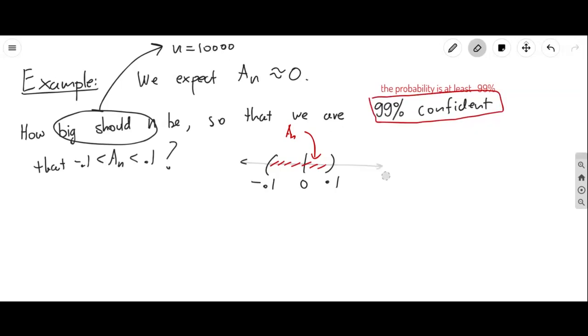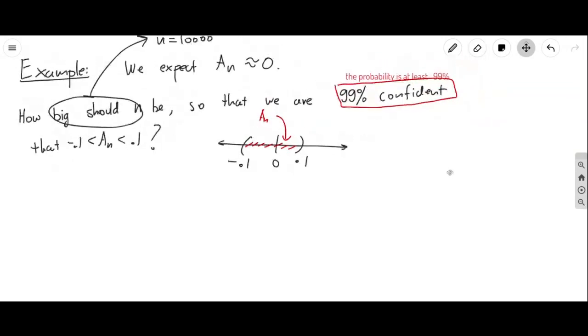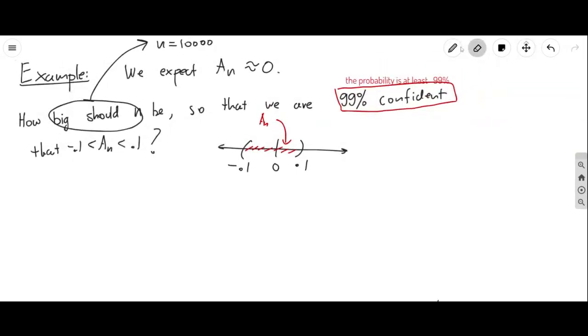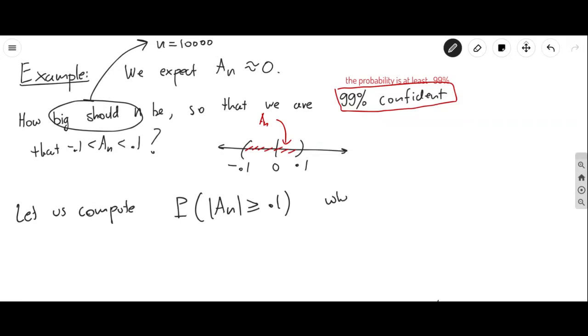But for now, I'm going to show you how you would solve it. So this is what we're going to do. We're going to compute the probability that an is greater than or equal to 0.1, where n is 10,000. And if the inequality is tight, then this number should be close to 99%.